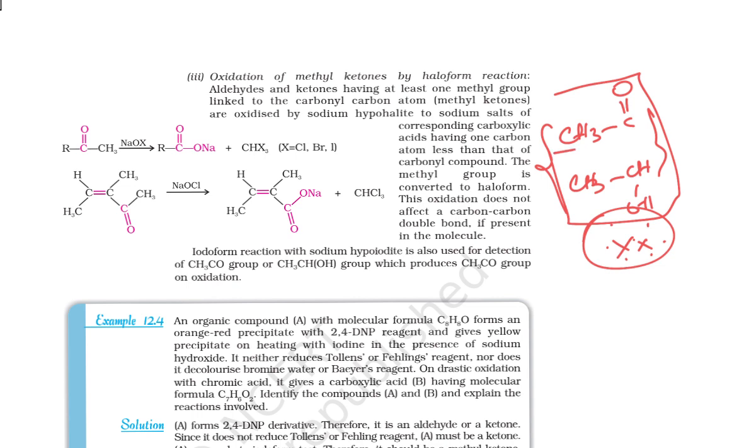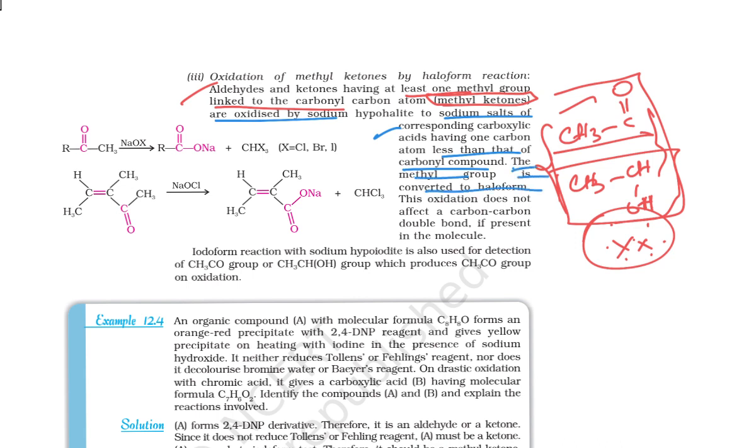So if there is a CH3C=O, this is a methyl ketone. If there is a CH3CHOH, it undergoes the haloform reaction, right? So an aldehyde or ketone having at least one methyl group linked with the carbonyl carbon, we call it a methyl ketone. Then it is oxidized by sodium hypohalide to the sodium salt of the corresponding carboxylic acid having one carbon less than the carbonyl compound. Okay, so the methyl group is converted into haloform.